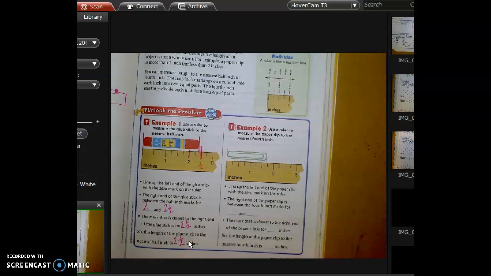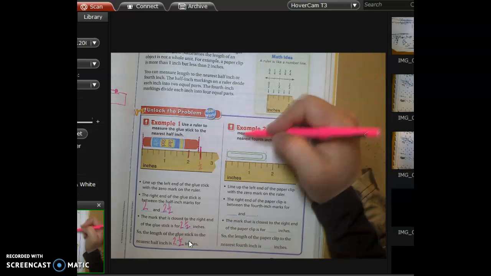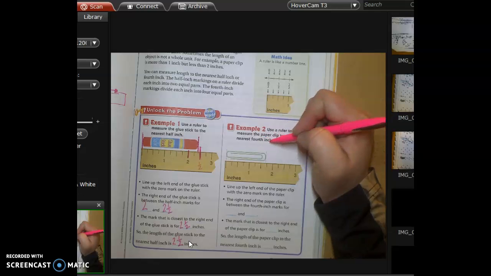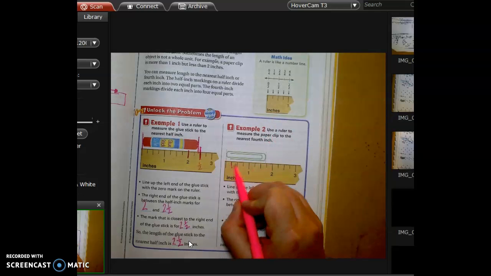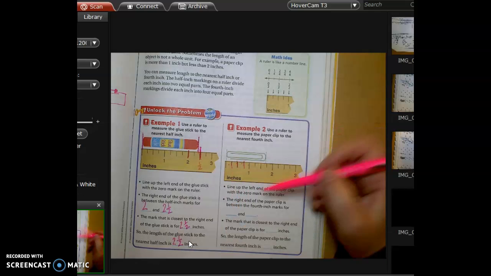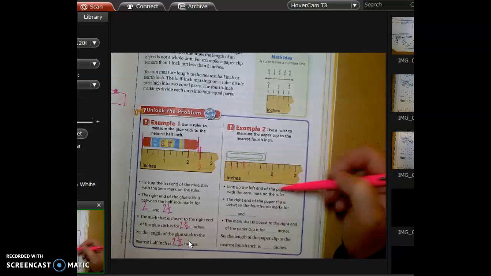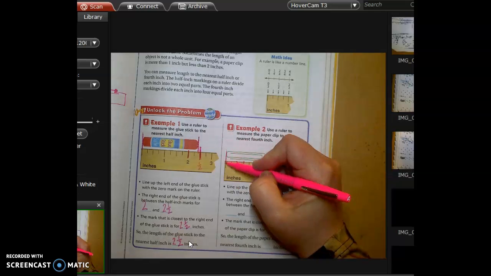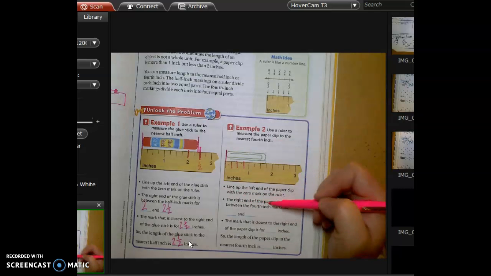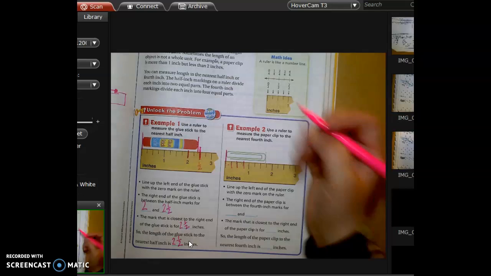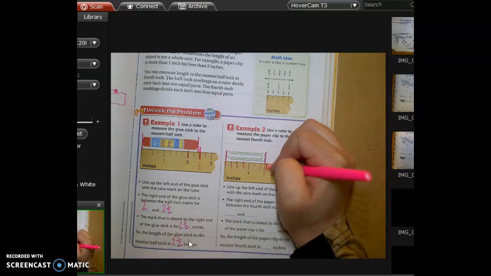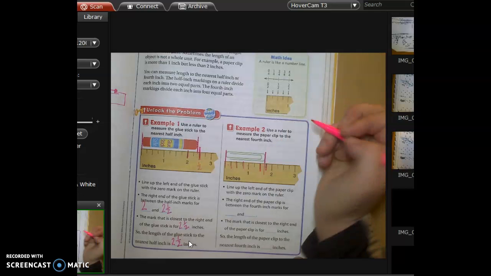Okay, we're going to look at another example. Use a ruler to measure the paper clip to the nearest 1/4 inch. So this time we're going to use all these lines because we want it into 4 parts. So line the left end of the paper clip with the 0 mark on the ruler. They line that paper clip right up with the 0 mark. The right end of the paper clip is between the 1/4 inch marks for blank and blank. So it's coming right here. So it's between here and here.